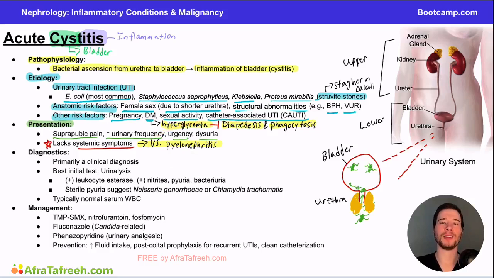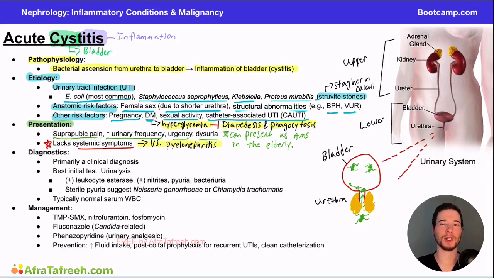Also keep in mind that while these are the classic presentations, these are not mutually exclusive, right? In infants, we might see an infant who is very fussy and not feeding well because the infant can't describe their symptoms to us. So those might be indications that they're having a UTI. Additionally, in elderly patients, sometimes questions will talk about this in the presentation of dementia or altered mental status. And so keep this in mind as well.